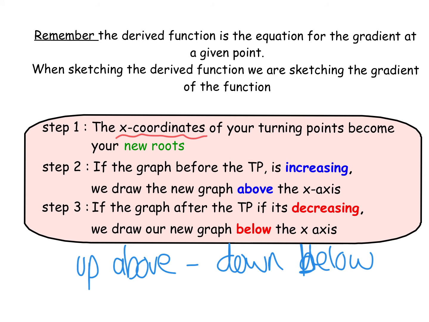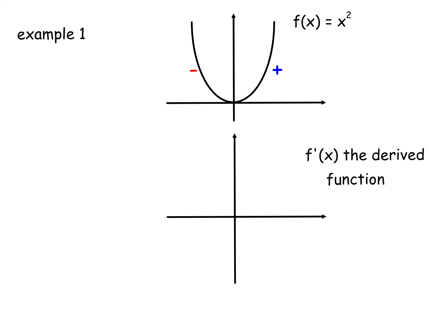So let's have a look at an example. Start really simple. So here's my first graph. We can clearly see that's a graph of y equals x squared. They won't be as simple as this, but it's a good place to start. So we can clearly see the stationary point is 0, 0, so my new root will be at 0, 0. There's step 1. I've drawn on where my root will be.